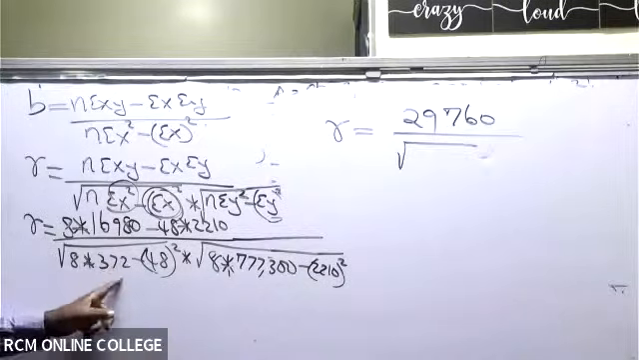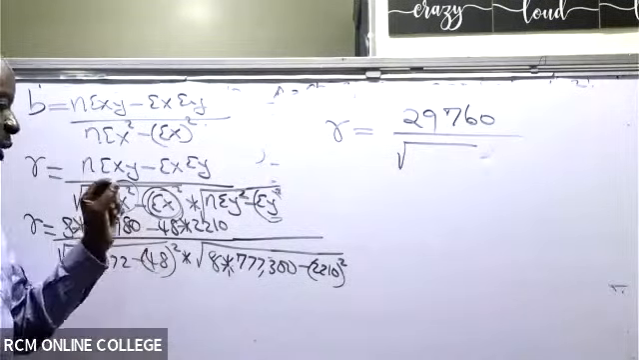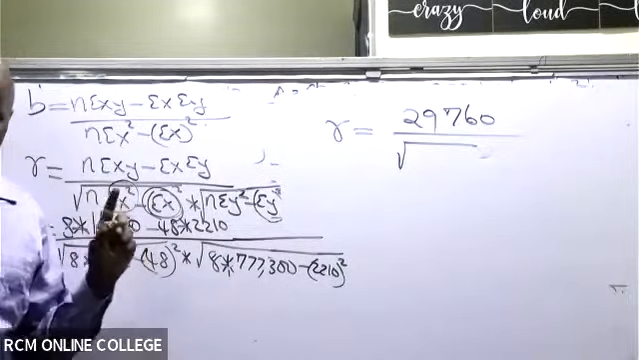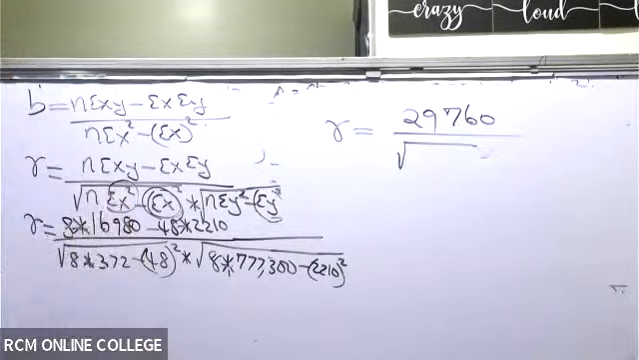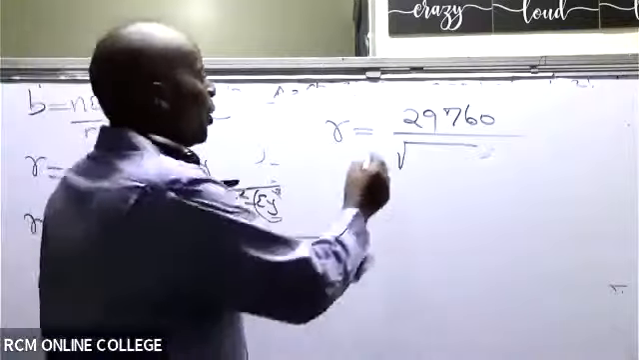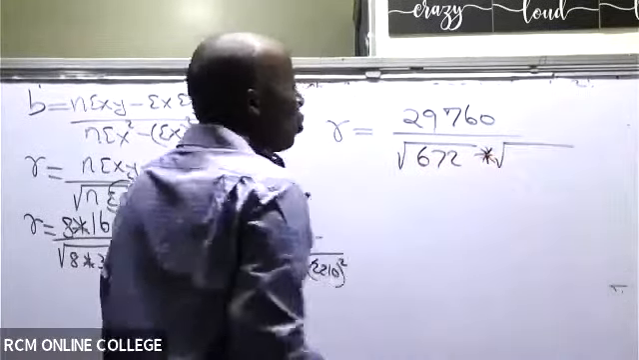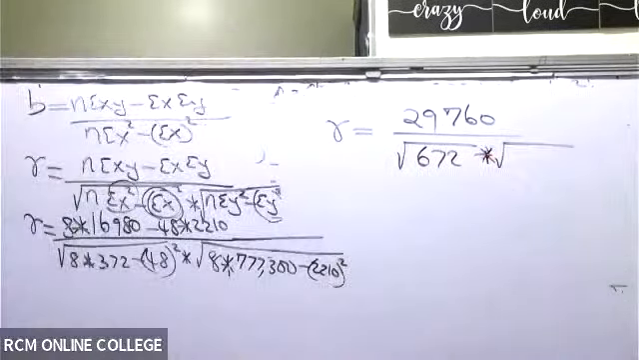8 times 372 minus 48 squared. Don't take the square root. I just want you to say 8 times 372 minus 48 squared. So according to RISPA, very aggressive, she's getting 672. Is there somebody else who is able to confirm that 672? Kevin has confirmed. Thank you, Kevin.